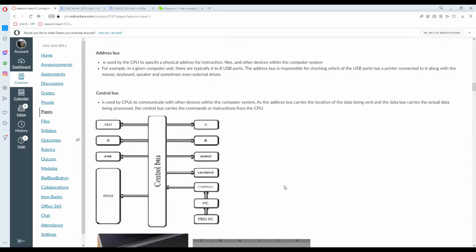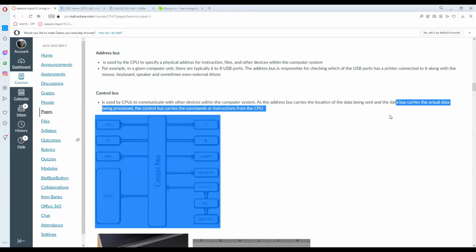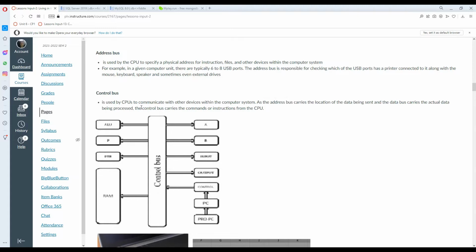Control bus is used by CPUs to communicate with other devices within the computer system, as the address bus carries the location of the data being sent and the data bus carries the actual data being processed. The control bus carries the commands or instructions from the CPU. So take note, address bus carries the location of the data being sent, data bus carries the actual data being processed, and the control bus carries the commands or instructions from the CPU.